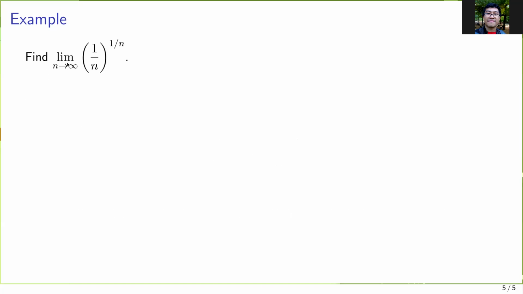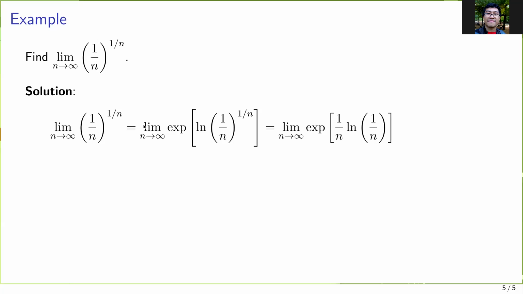Now, another example. Find the limit as n approaches infinity of 1 over n to the power of 1 over n. This is a little bit difficult, but there's a trick. We can take the exponential of the ln of this term. So that doesn't really do anything on the term. It's just the same, because taking the exponential of ln of a term is just equal to the term.